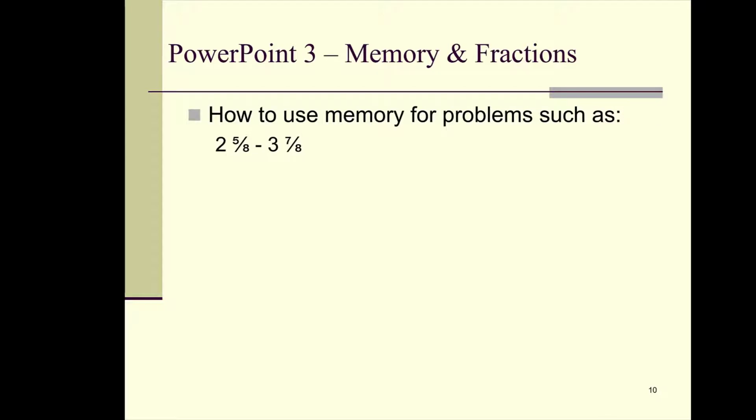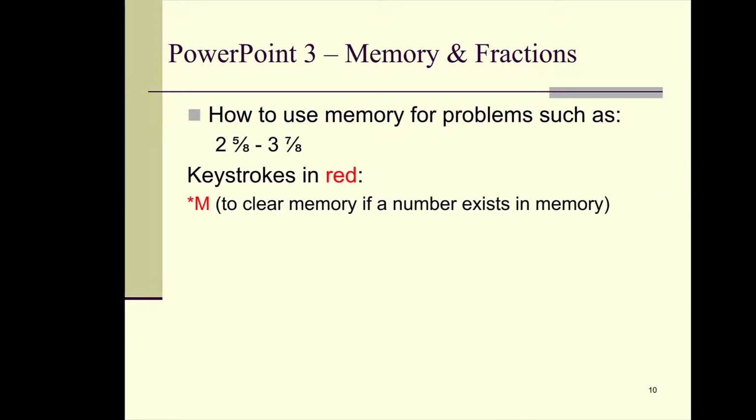As always, the first thing we do when we are using memory is we need to clear memory. So that's asterisk M. And we're going to start from left to right. So we're going to enter 2. And since that's a positive 2, we're going to add that to memory. So 2 M plus. And then we have to enter 5 divided by 8 equals, and that's a positive number, so we need to hit M plus.